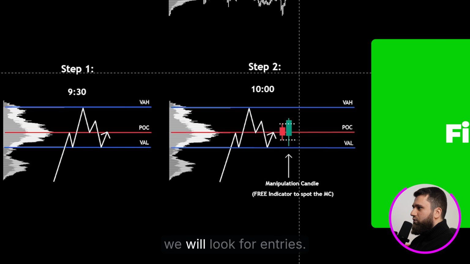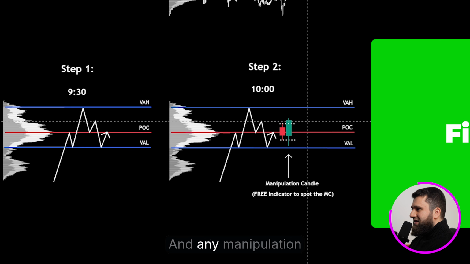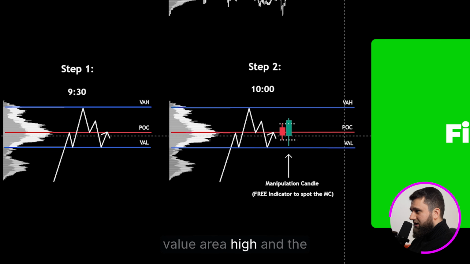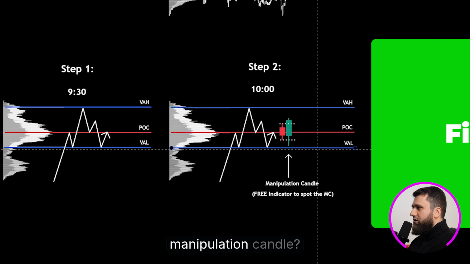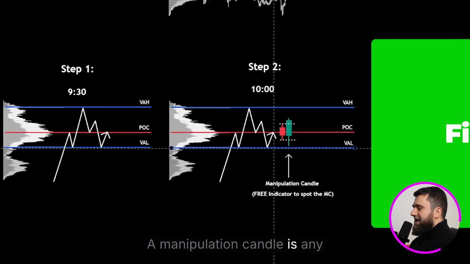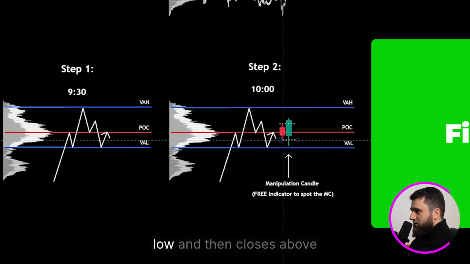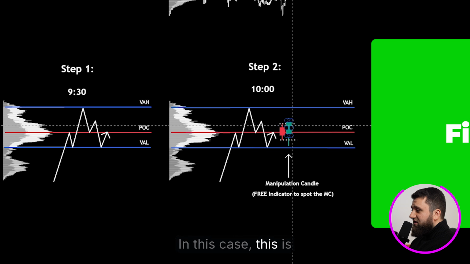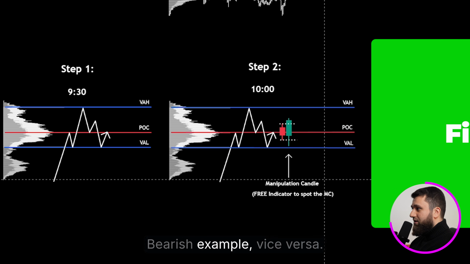So 10 a.m. is when we will look for entries, and any manipulation candle that develops from the point of control and the value area high and the value area low we will take. What is a manipulation candle? A manipulation candle is any candle that takes out the low and then closes above the previous candle's high. In this case, this is a bullish example, bearish example, vice versa.